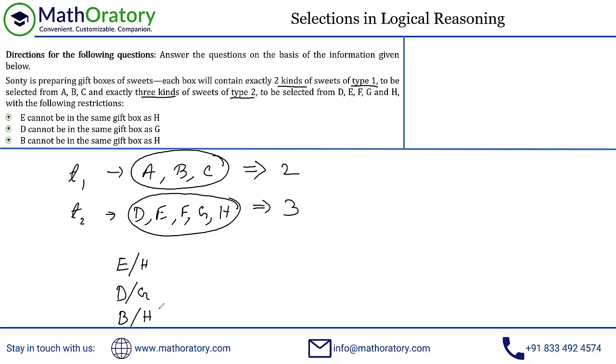So I'll just take a minute to explain another statement. Let me just write that quickly. So here, if you notice this, exactly one of E and H must be selected, as opposed to this statement, E cannot be in the same gift box as H. There's a small difference out here. Here as well, we have to select between E and H. We cannot select both of them. But the difference is exactly one must be selected out here.